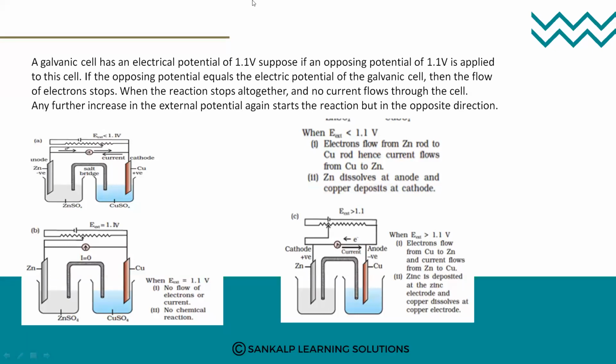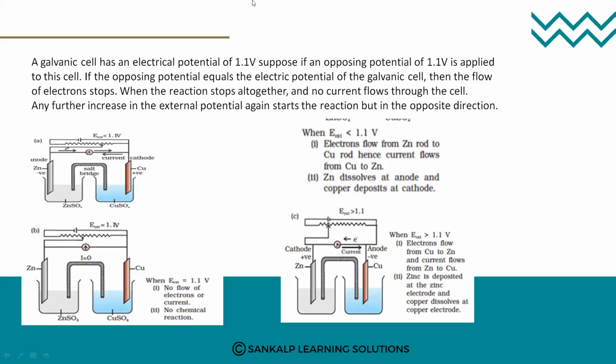Now, to oppose this, if I apply an opposing potential of 1.1 volts to this galvanic cell, the opposing potential will be equal to the electrical potential of the galvanic cell, and the flow of the electrons will stop. So if the electrical potential is 1.1 and I put a 1.1 opposing potential, then the flow of electrons will stop in the galvanic cell.